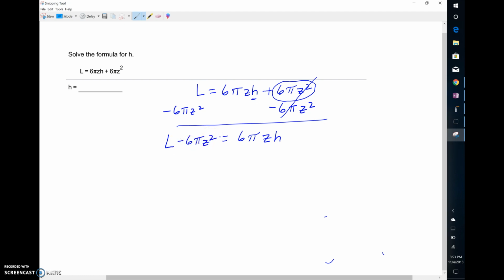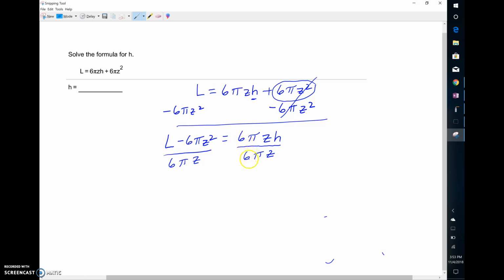And that's all you have to do. I mean, you're dealing with variables, so you just have to write it the way you see it. And you notice on the right side that we have the product of 6 pi and z. So what we're going to have to do is we're going to have to divide both sides by 6 times pi times z.